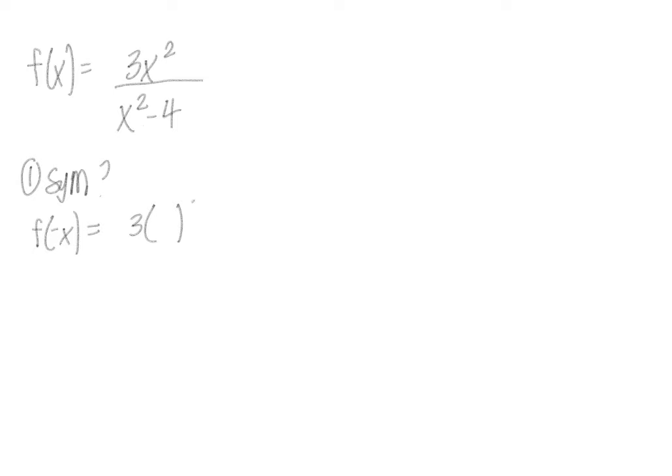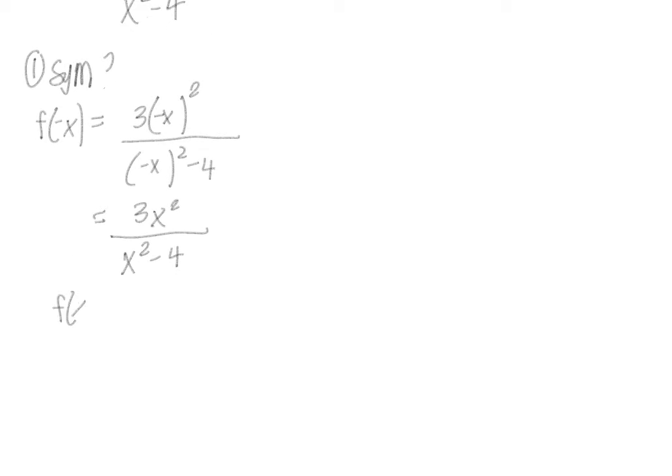So f of negative x, you're just going to put a negative x in place of x. And simplifying that down, you get 3x squared, because when you square that negative x, you get a positive x squared. And then you get x squared minus 4. So since f of x is equal to f of negative x, we have an even function. And that means it's symmetric about the y-axis.